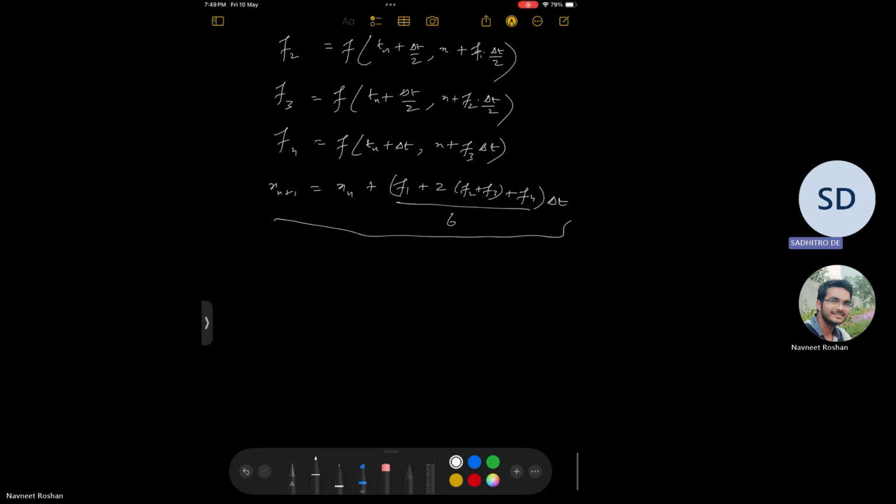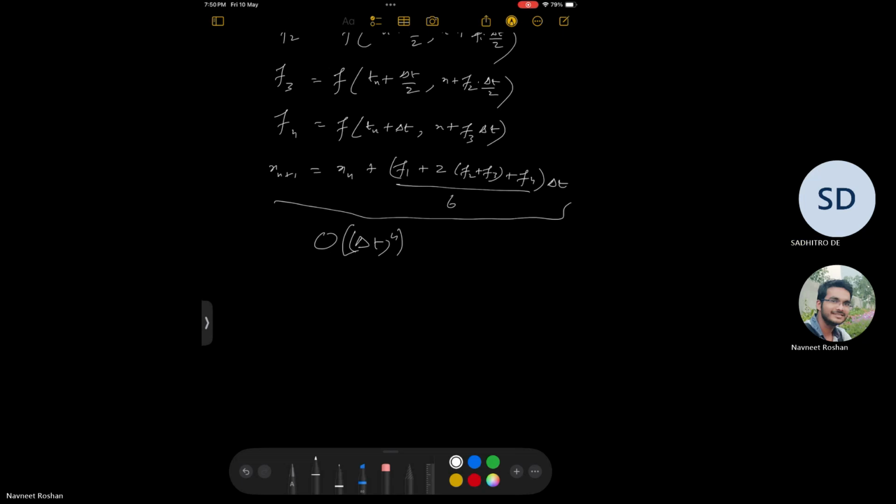And the accuracy of the method is of the order of delta t to the power 4. So you see that this method is very, very accurate. And of course, there are higher order methods also, but in most applications, this method is good enough. So using this, I will now show you a few demonstrations of the chaotic behavior of the Lorentz equation, whatever we had discussed in this lecture.